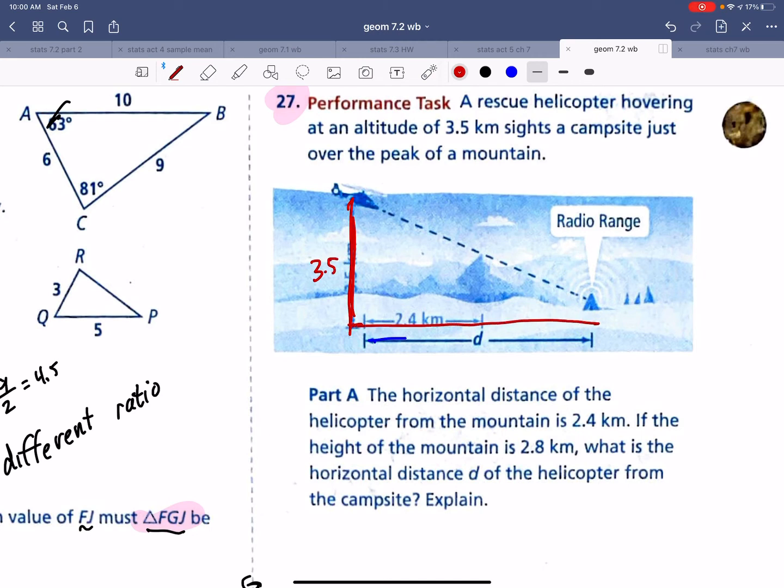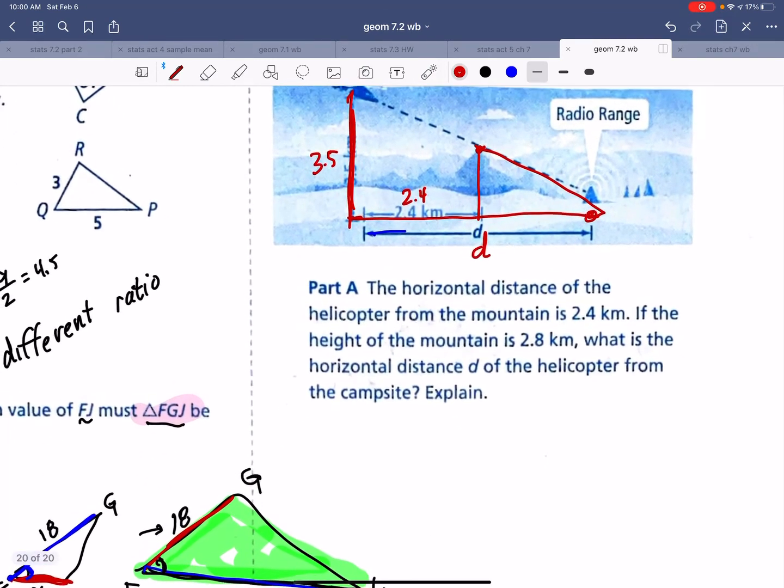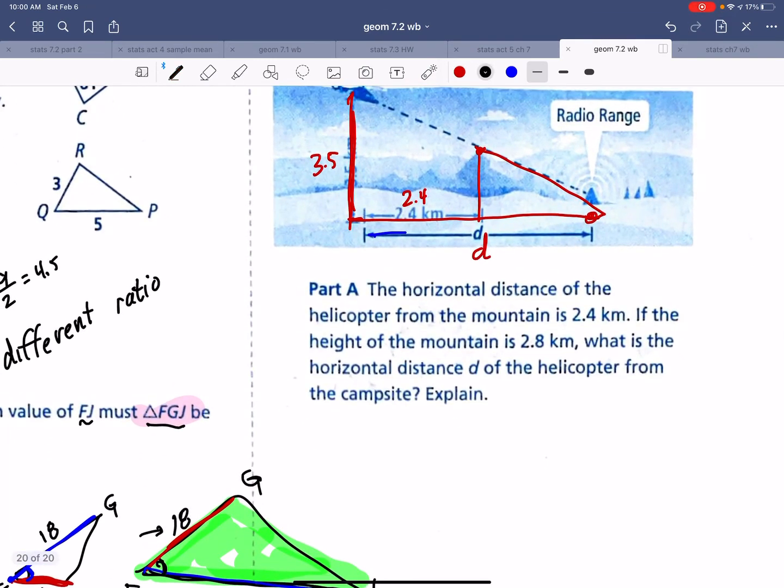This distance, we're going to call D. This is my mountain, right? This distance is 2.4. So taking a look at that, I'm just going to redraw my triangles here. The horizontal distance is 2.4. If the height of the mountain is 2.8, what is the horizontal distance D?